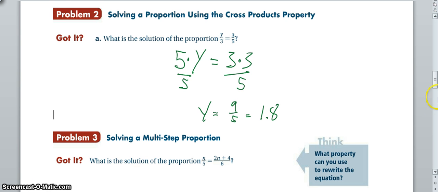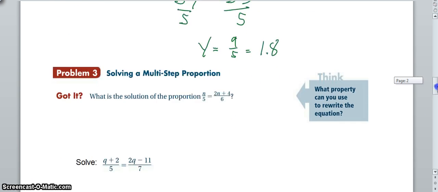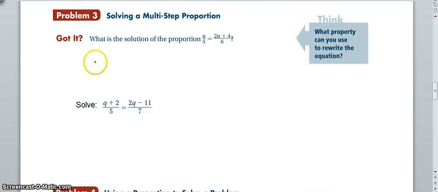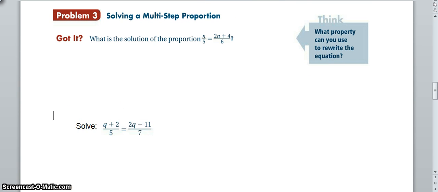Now we move on to where our proportions involve some kind of binomial, so two terms connected through addition or subtraction. Now we have n over 5 is equal to (2n plus 4) divided by 6. We do the same thing using cross products, but go ahead and try what you think would be the way to start this one.